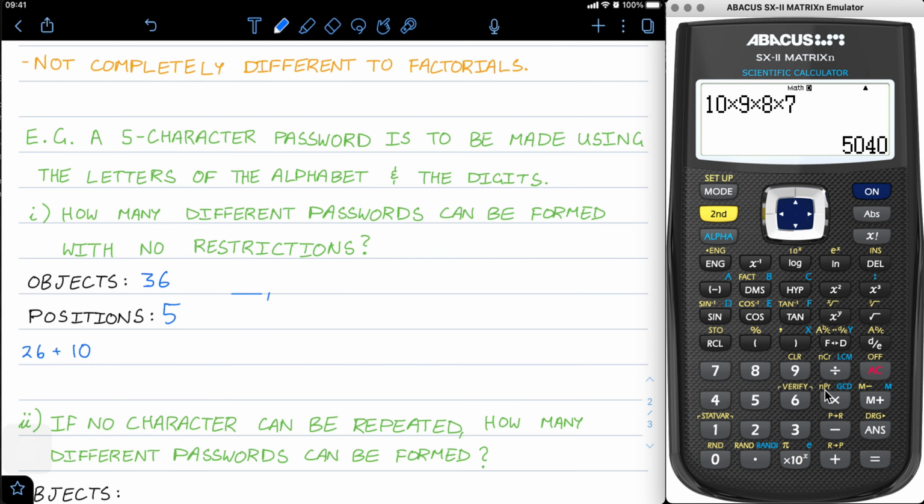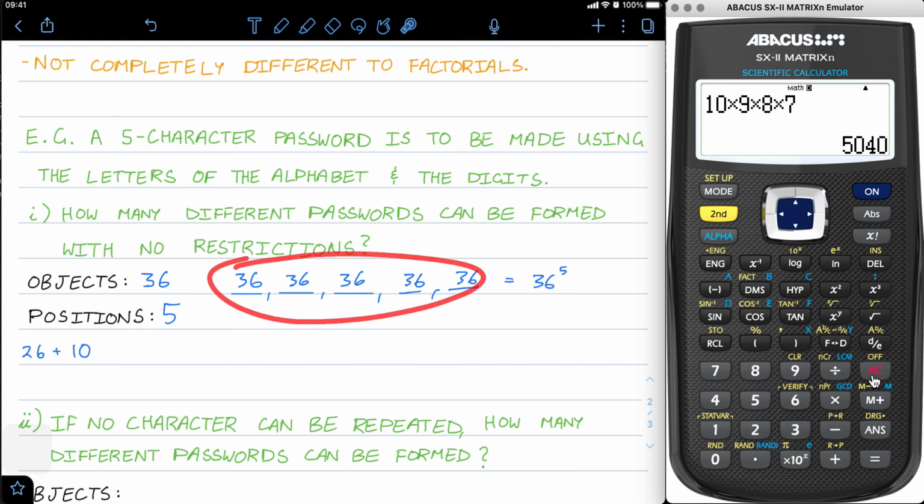In the first position, we could choose from 36 possible characters. So all the letters and all the digits. In the next one, because there are no restrictions, we could choose from 36 again. And the same with the next character. There are no restrictions, so we could choose from the 36 again, and so on. There's our 5-character password. This will give us 1, 2, 3, 4, 5. That is 36 to the power of 5.